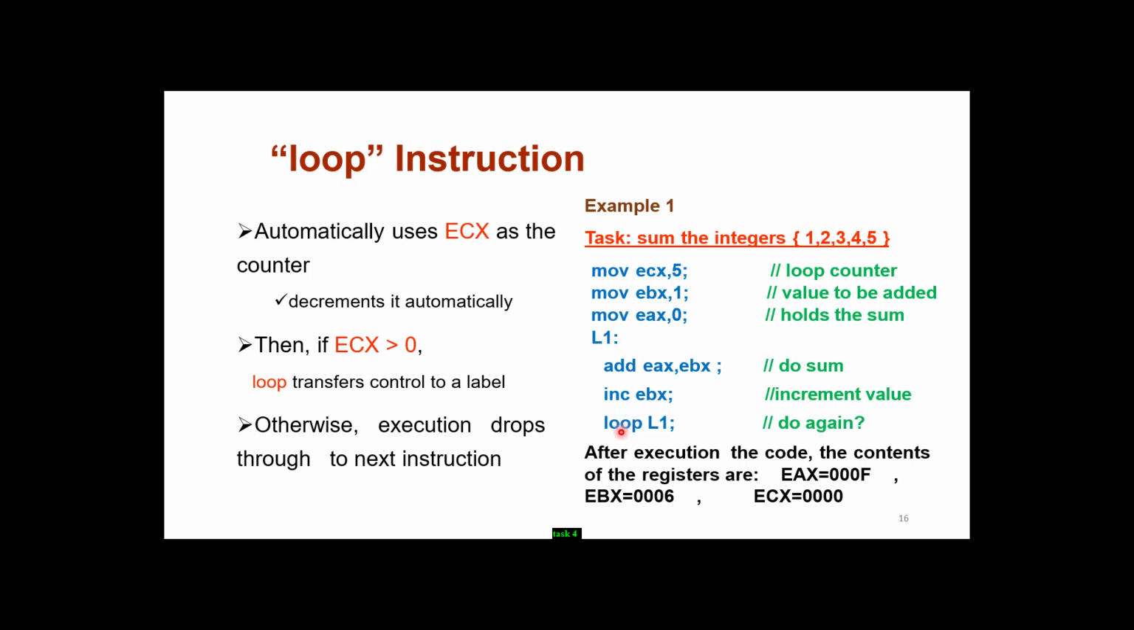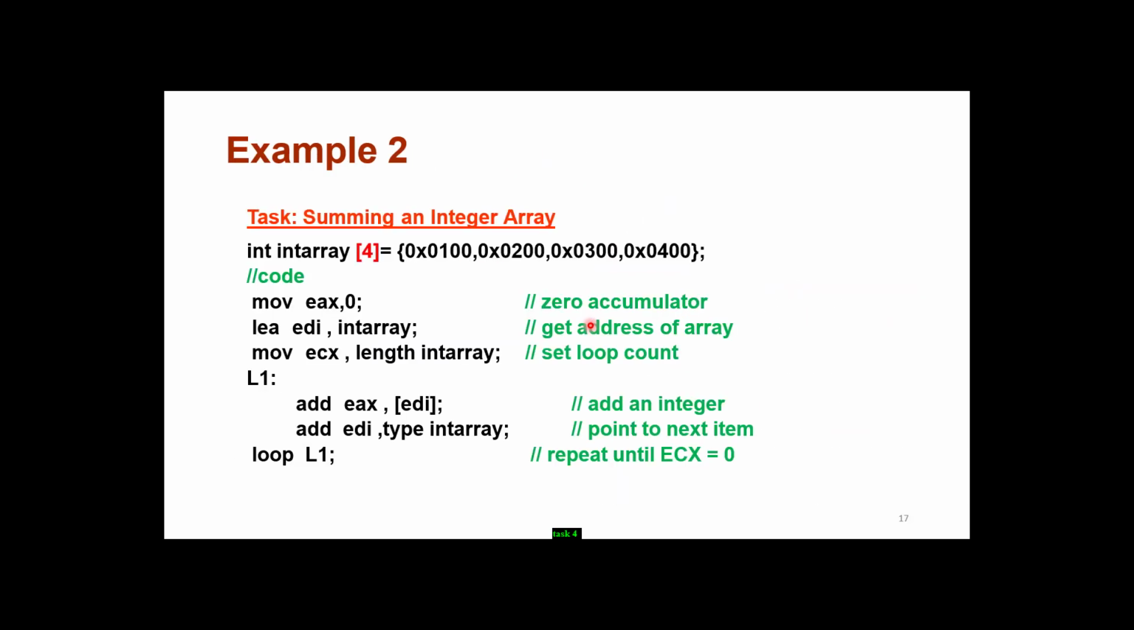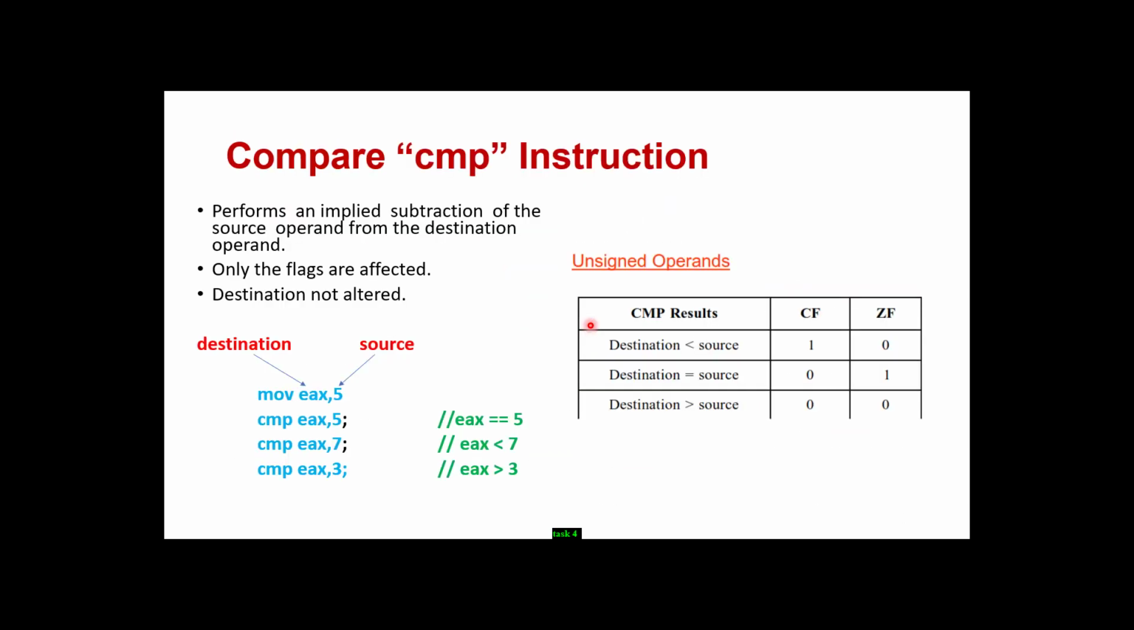Every time you say loop, you decrement cx. If cx is greater than 0, you loop. When do you decrement? Just when you say loop, you decrement, and then you are going to check if cx is less than or not. This is an example on looping.